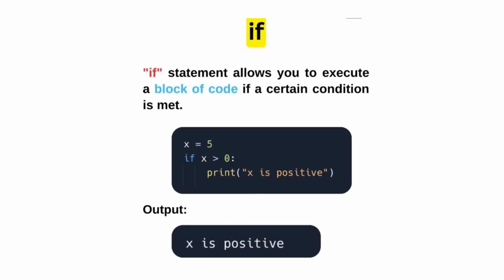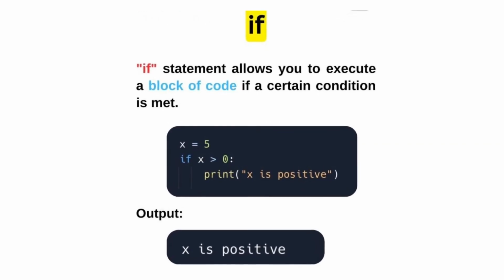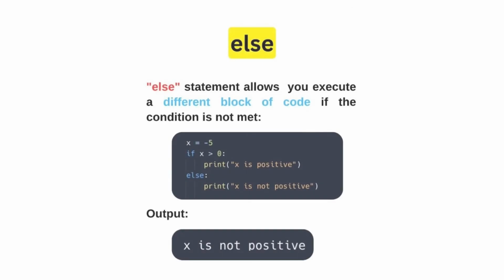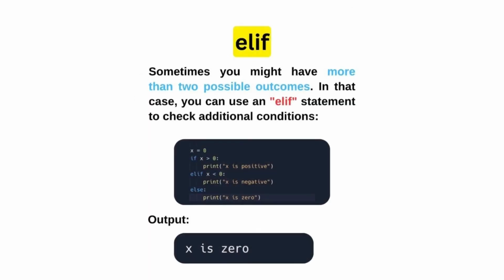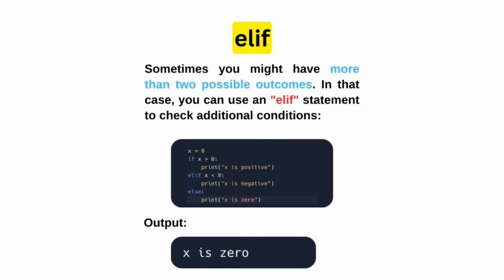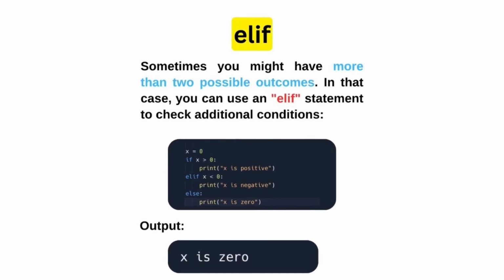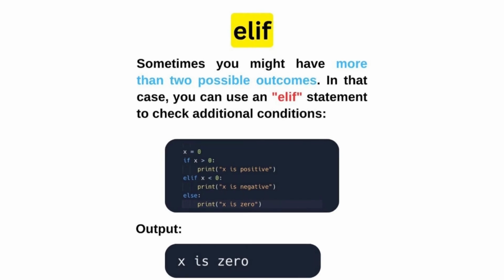The if statement allows you to execute a block of code if a certain condition is met. The else statement allows you to execute a different block of code if the condition is not met. Elif: sometimes you might have more than two possible outcomes. In that case, you can use an elif statement to check additional conditions.